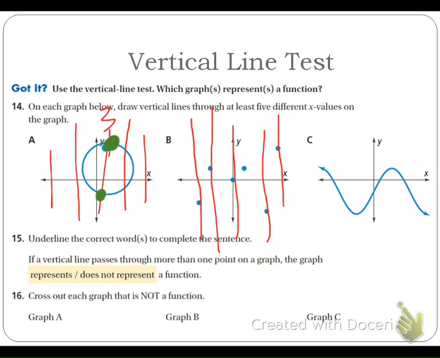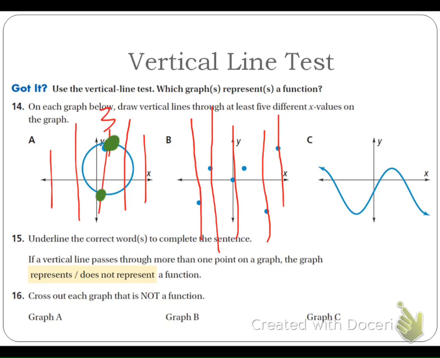If I added one, where could I put one more dot on B to make it so that it's not a function? Let me change my pen color. Here, I'll make it purple for you. If I could add one more dot, what if I put it right here? Do you see how that vertical line would be hitting 2 points? So if there was a point there, it wouldn't be a function.